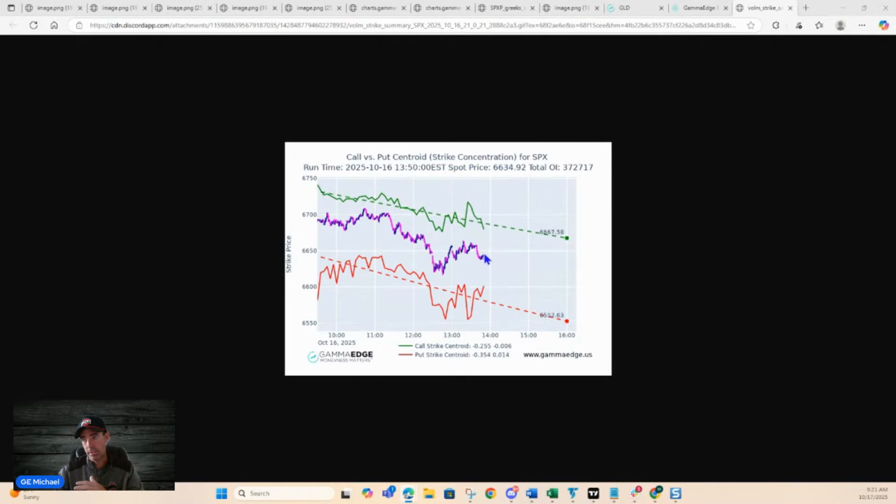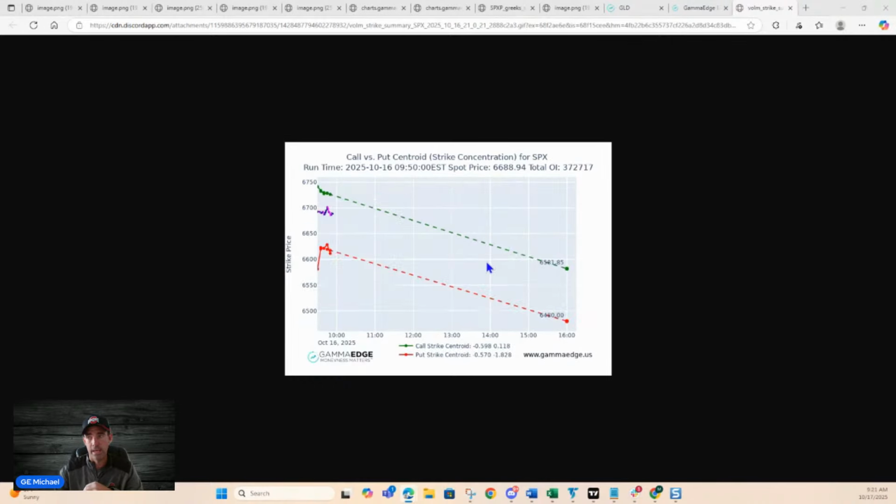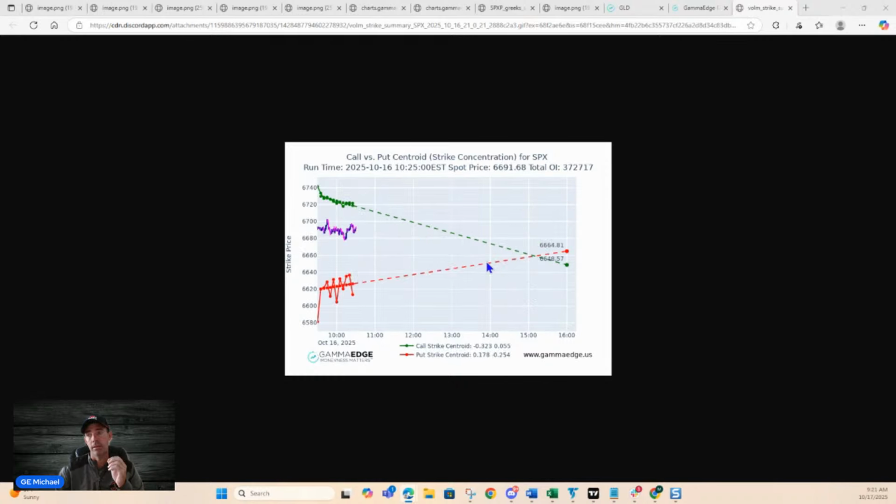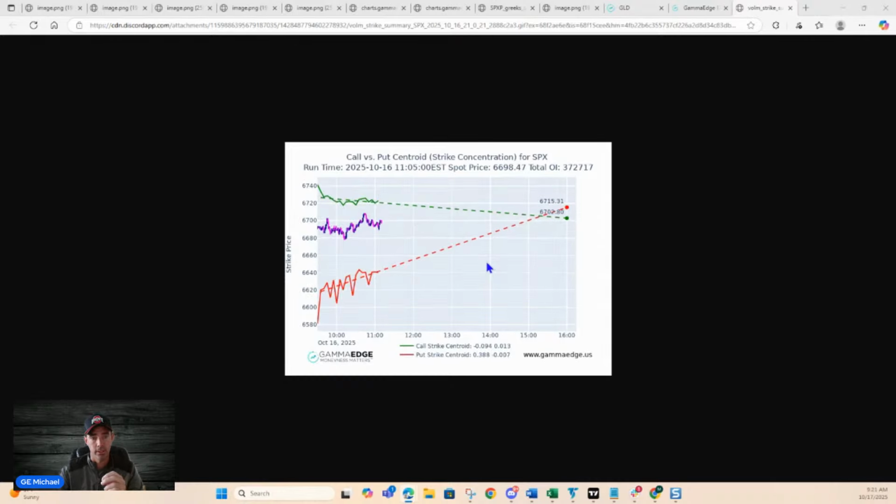And then towards here around 1 o'clock, you see both of these linear fit lines and the centroids running negative slopes to the downside. That's obviously indicating that there's not out of the money call speculation to the upside, and there's increasing out of the money put speculation.